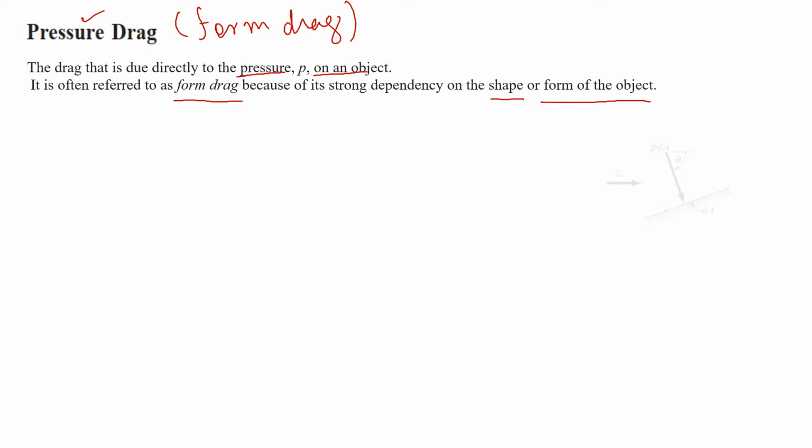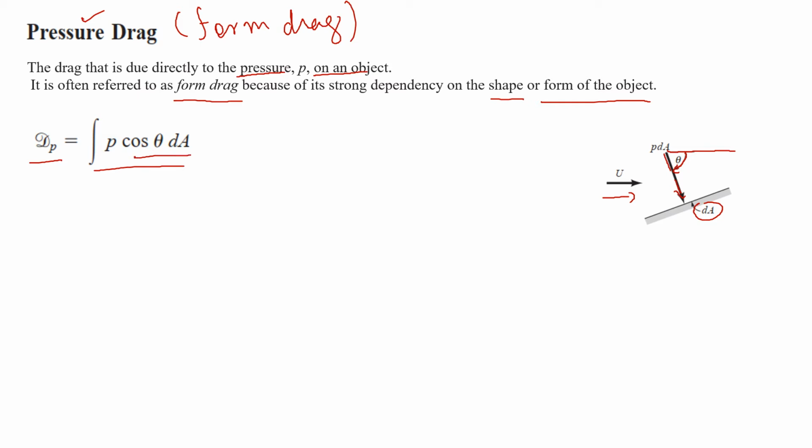And if we consider a plate with a certain differential area dA, and this is the flow velocity direction, then the pressure force will be normal to this plate, as you can see. If this is our reference, then this term will be P dA. Then we can write that in terms of dA cos theta, like this. That is the pressure force. The drag pressure force can be represented in terms of pressure times area.